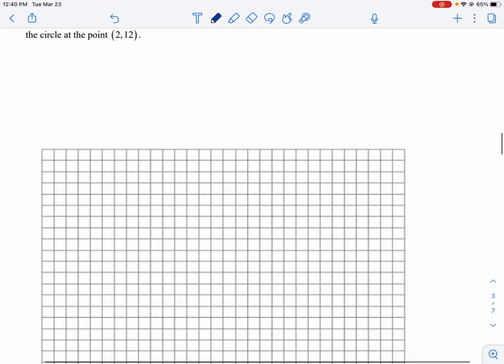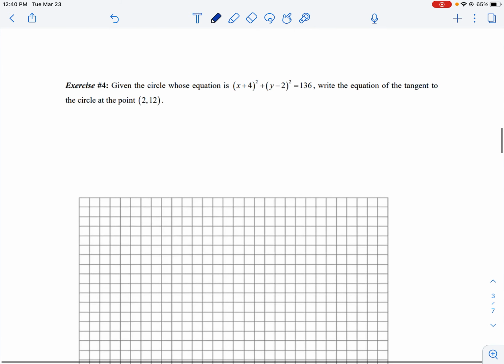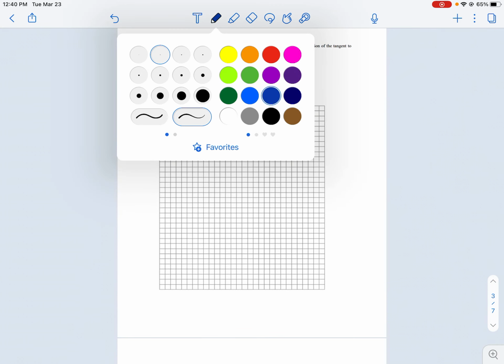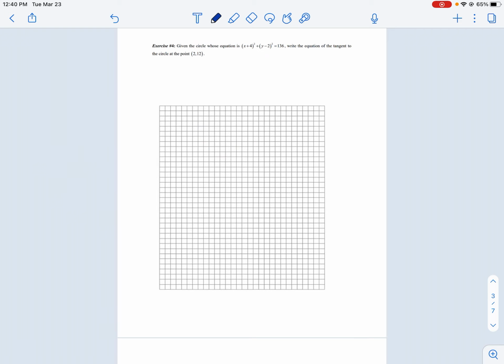So exercise 4, and this will be the last one for the day. Given the equation of this circle, write the equation of the tangent line to the circle at this point. Okay, so let's graph this guy here. A big old graph here. So let's go.